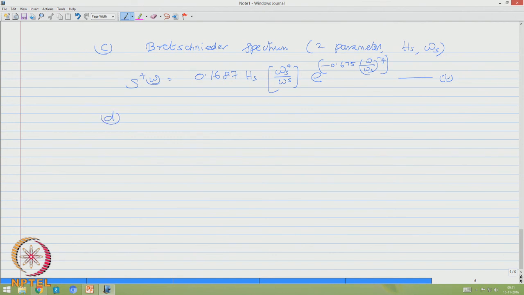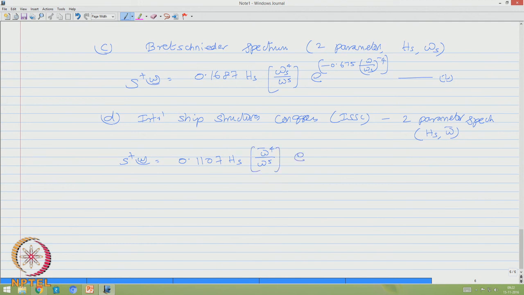Alternate spectrum is given by International Ship Structures Congress, which is ISSC spectrum, which is again a two parameter spectrum, which is Hs and omega bar. In this case, the spectral density function is given by the following equation: omega bar 4 by omega to the power of 5, e to the power of minus 0.4427 omega to the power of minus 4, which is equation 3.